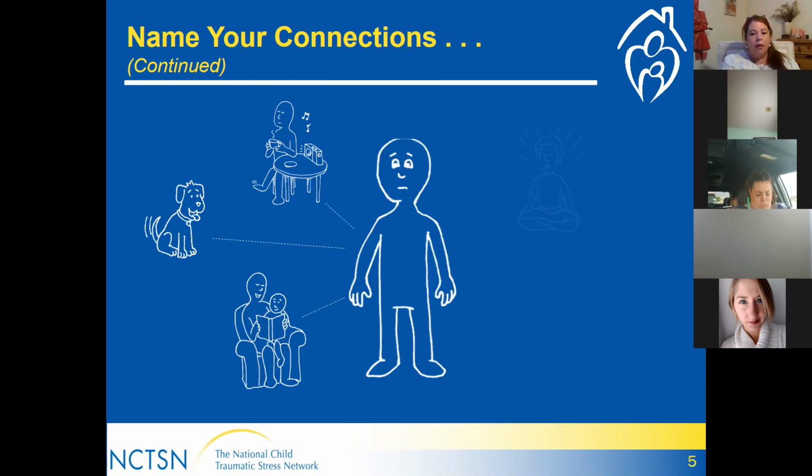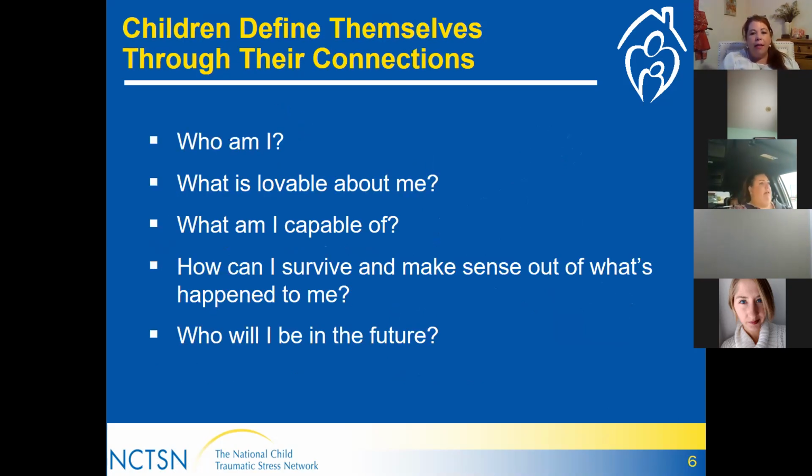We're going to skip this activity real quick. Children define themselves through their connections. And this is true even if they've had some negative experiences. When I first started being a foster parent, it was so weird to me that these kids could be treated so horribly and have so much harm done to them, and yet still love their parents. I've come to understand that that's because of who they are. These are the connections that they have in the world. It helps them understand who they are, what is lovable about them, what they're capable of. How can I survive and make sense of what happened to me? Through these connections in their past and in their present, that's how they're going to survive and make sense of what happened to them.